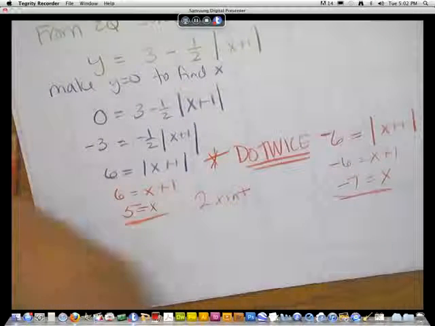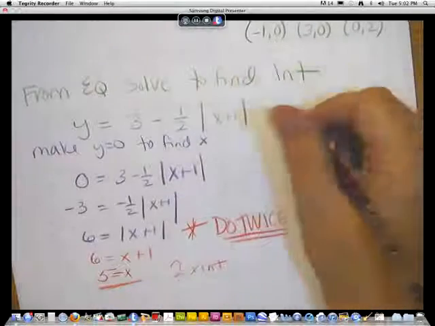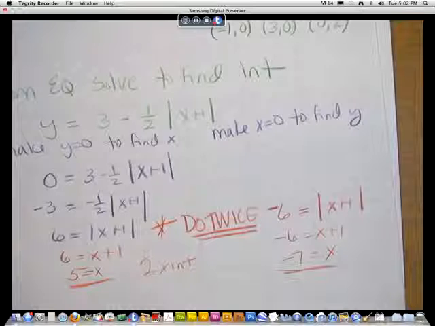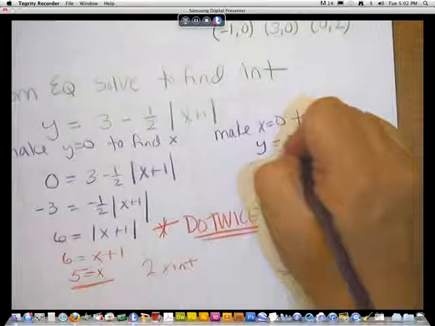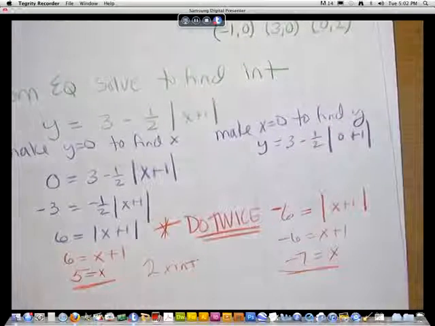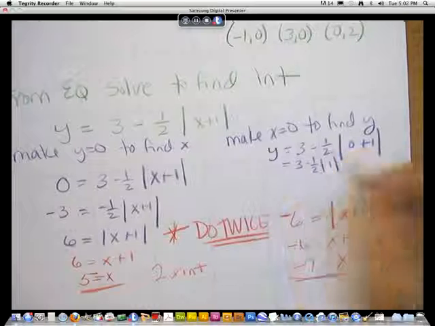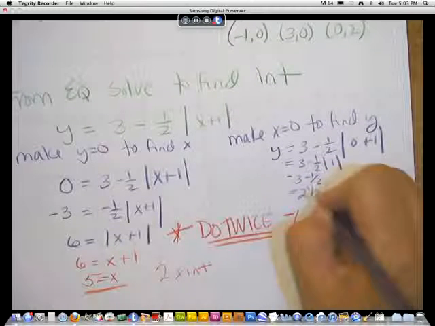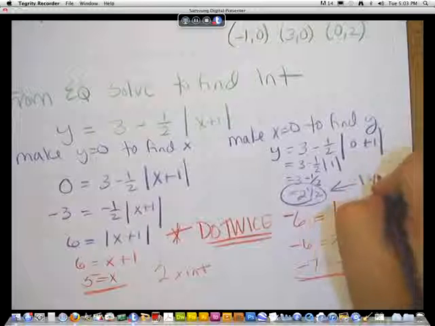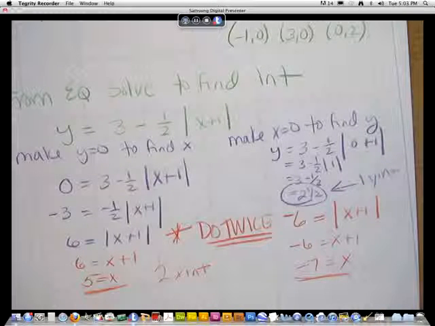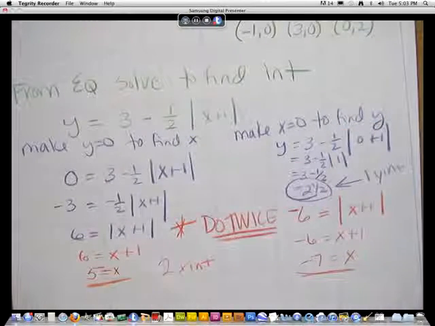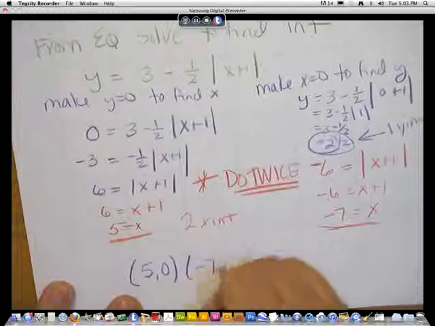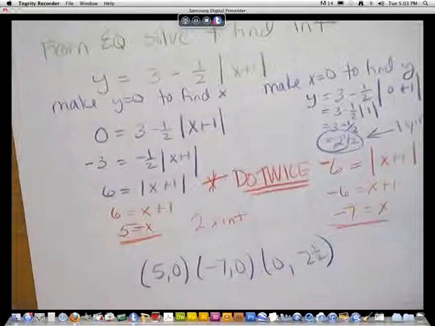Alright, so now let's look at going the other direction. We are going to make x 0 to find the y. So here we're going to get y is 3 minus 1/2 absolute value of 0 plus 1. Well, that's 3 minus 1/2 absolute value of 1, which is 3 minus 1/2, which is 2.5. So in this case, we only have one y-intercept, 2.5. 2 x-intercepts, 1 y-intercept, but nonetheless, those are our intercepts. And again, pay attention to the directions. If they do want it in ordered pair format, make sure we write it in the correct form.